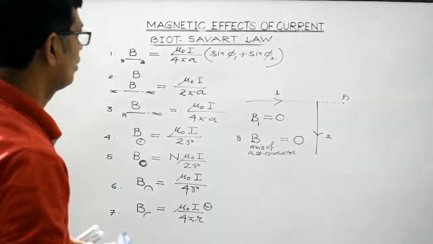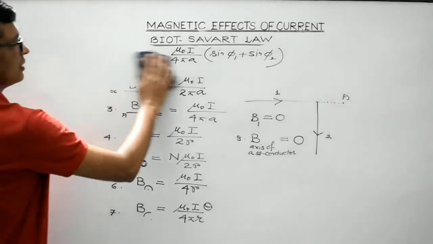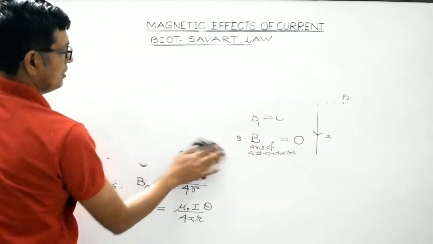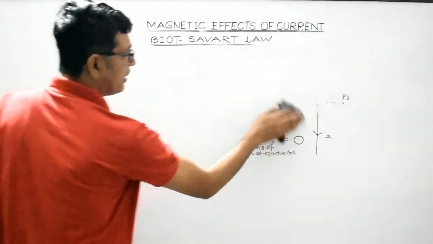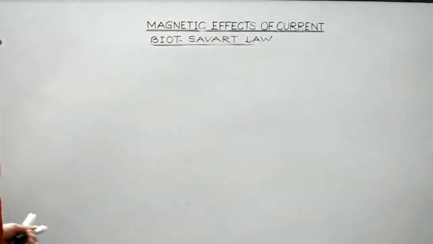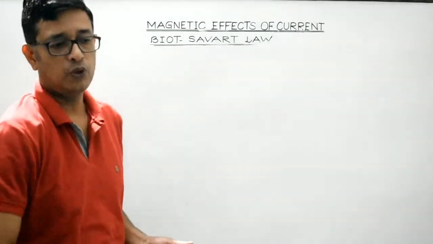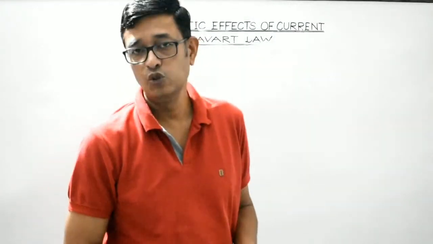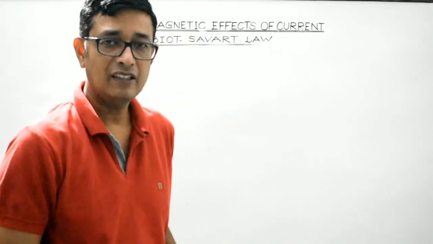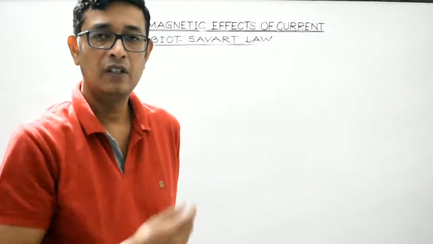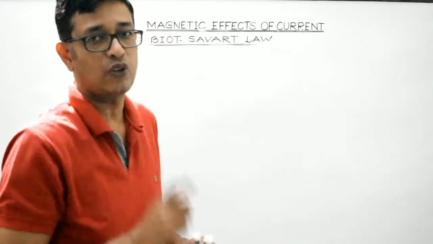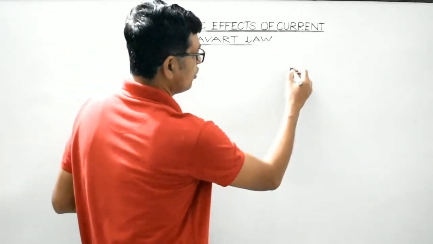Clear? Okay. Let's start with a simple question now. Let's practice some numericals based on the applications of Biot Savart law. First question is, suppose there is a square loop of side A and current I is flowing in that loop. We are supposed to find out the strength of the magnetic field at the center of the square loop, right? So this is the question.